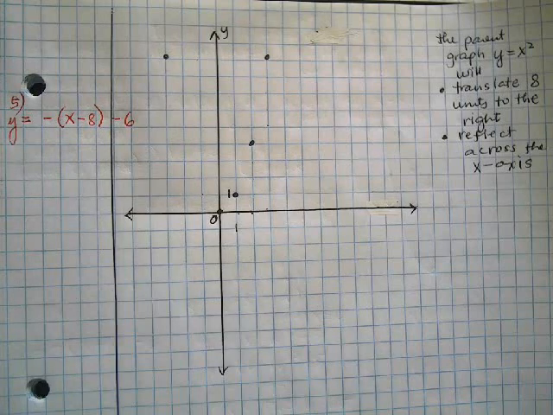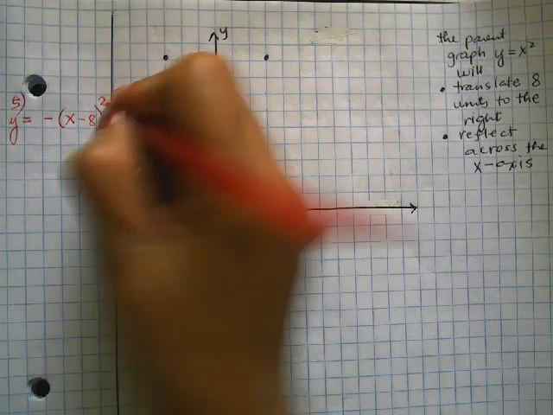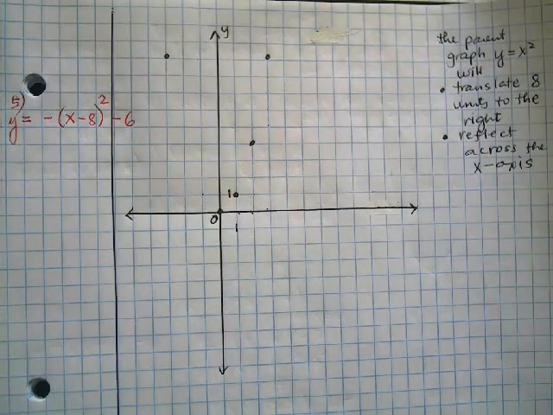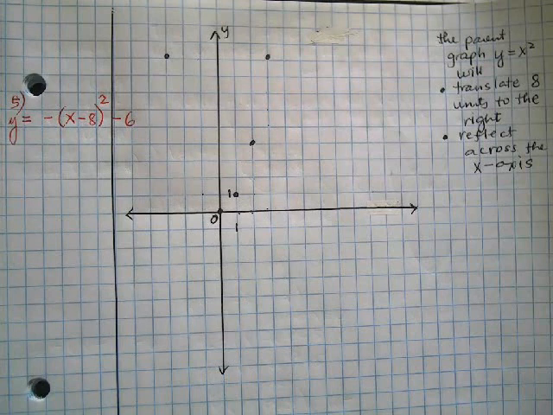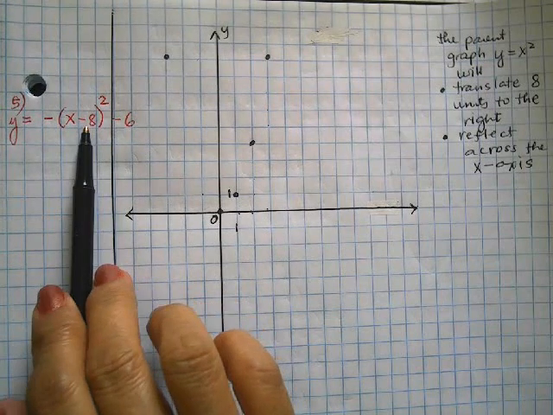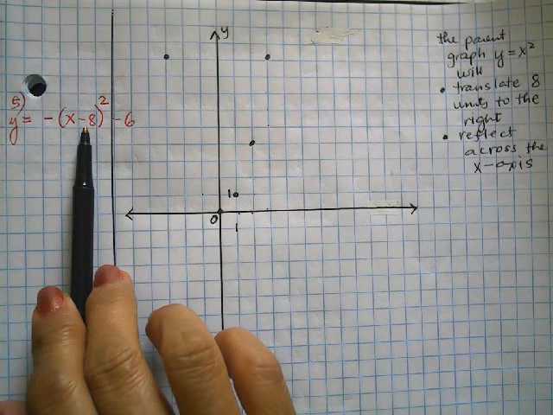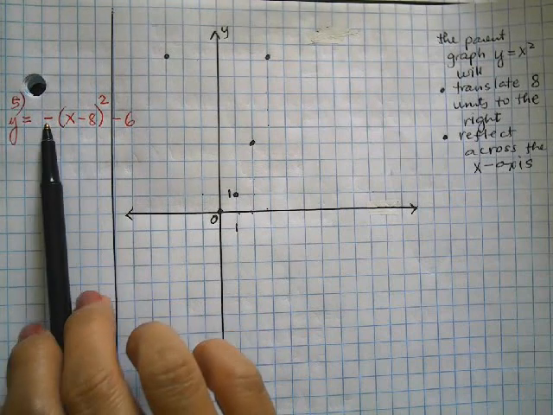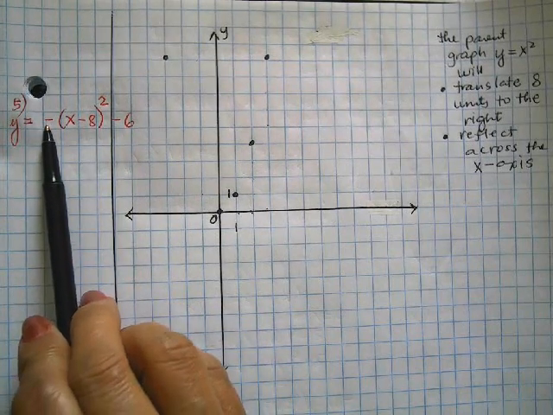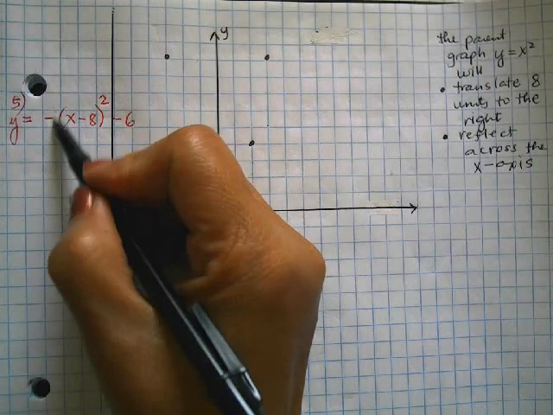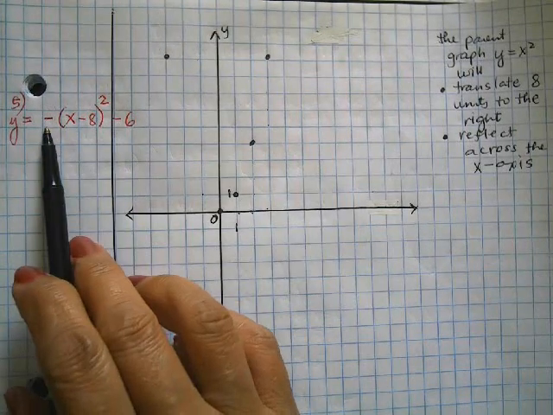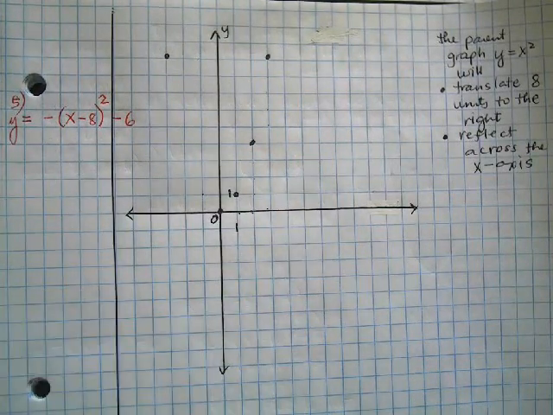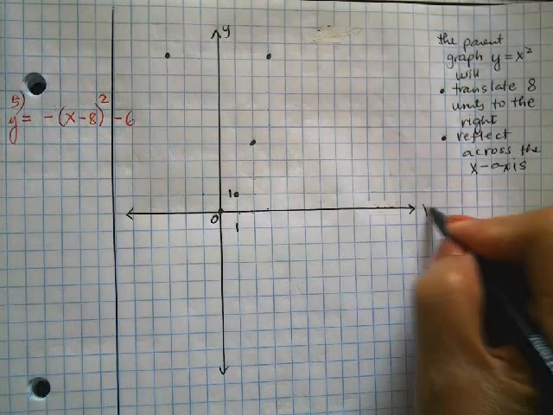Okay, so let's graph this parabola here. You know it's a parabola because there's a square, it's quadratic. Like I said, we follow PEMDAS. Parenthesis is the first transformation, 8 units to the right, translate, multiply. This negative here means there's a negative 1 there. That means it's going to be reflected or flipped across the x-axis, okay?